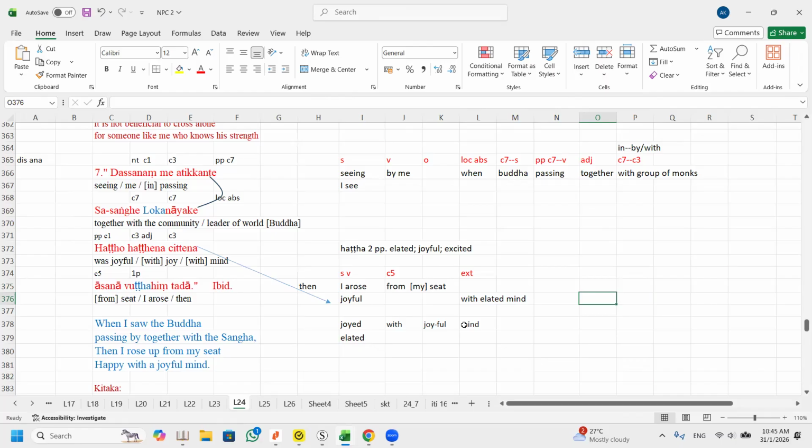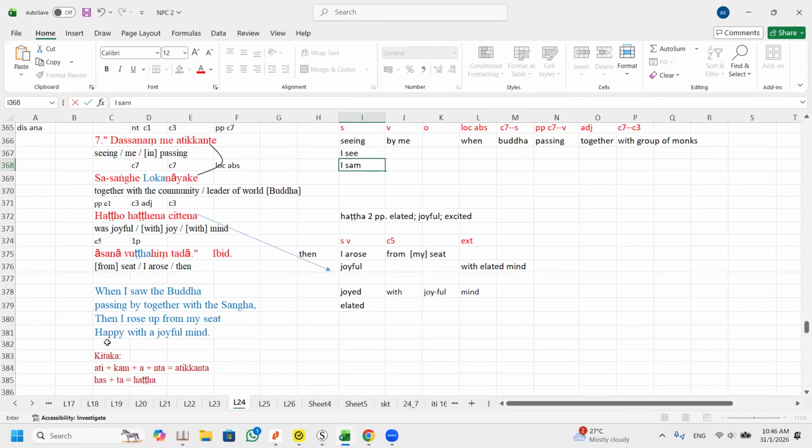After that, once you get the logic of translation, you see how they arrange it line by line. After arranging, when I saw the Buddha, you see it is past tense. Since this is past tense, this changes to I saw. So here, when I saw the Buddha passing away together with the Sangha, in this case they won't translate it with Sangha. Then you can see the word then, here, tada. Then I arose up from my seat, happy with joyful mind. So this is how you translate.